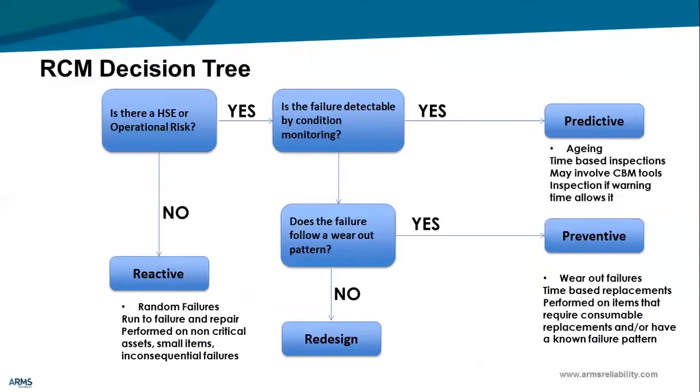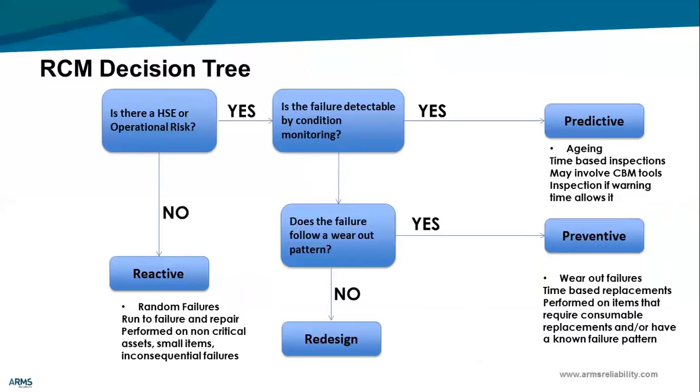So we do have our RCM decision tree, and with our RCM decision tree we can start in a number of places. We're going to start this one by asking, is there any health, safety, environment, or operational risk? If there's not, the applicable task we should probably choose is to just let it run to fail and behave reactively and fix it when it breaks, because there's no impact if we allow it to run to failure.